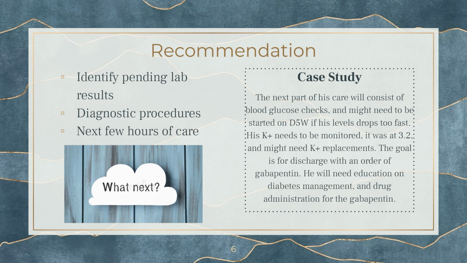The next part of his care will consist of blood glucose checks, and he might need to be started on D5W if his levels drop too fast. His potassium needs to be monitored. It was at 3.2 and might need a potassium replacement. The goal is for discharge with an order of gabapentin. He will need education on diabetes management and drug administration for the gabapentin.